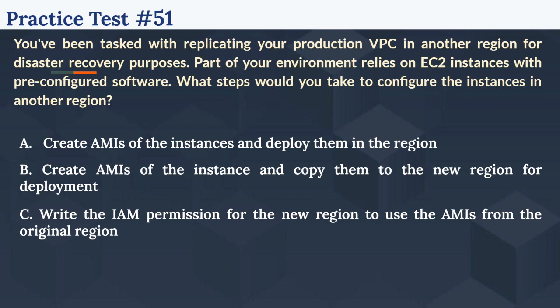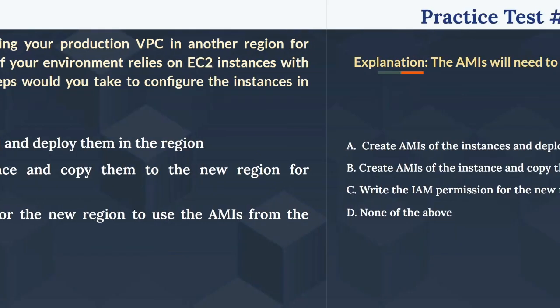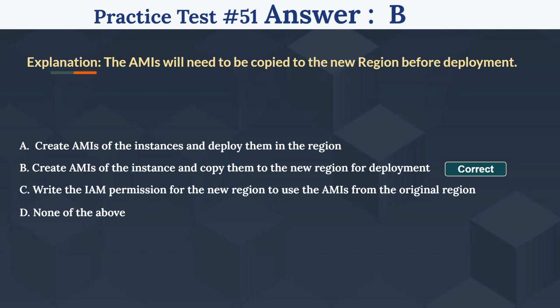Option C, write the IAM permission for the new region to use the AMIs from the original region. Option D, none of the above. Please select your answer in the next 5 seconds. 5, 4, 3, 2, 1. So the right answer is B, create AMIs of the instance and copy them to the new region for deployment. The AMIs will need to be copied to the new region before deployment. Let's move to the next question.